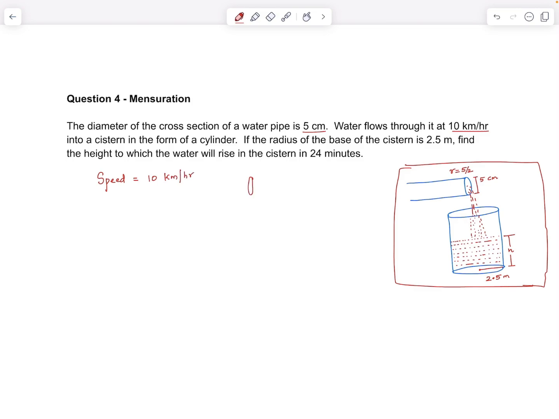This means in 1 hour's time, the water which enters the mouth of this pipe travels 10 km distance to exit this pipe. Let's calculate the volume of water flowing in 1 hour. Pi r square h, pi can be taken as 3.14 and radius of this is 5 by 2 and height of the pipe can be taken as 10 km.